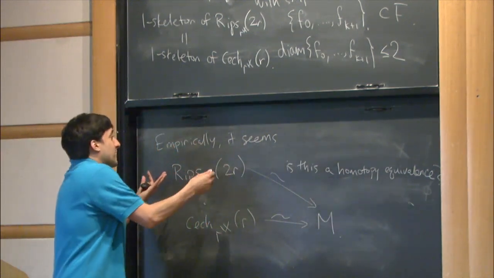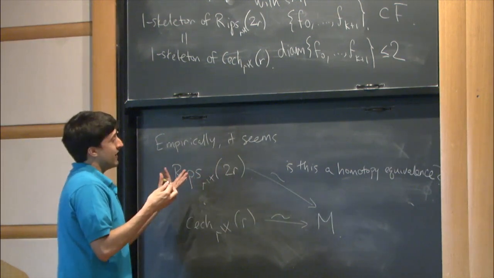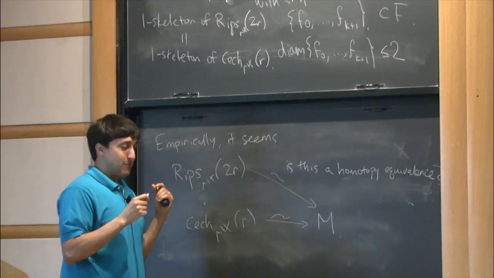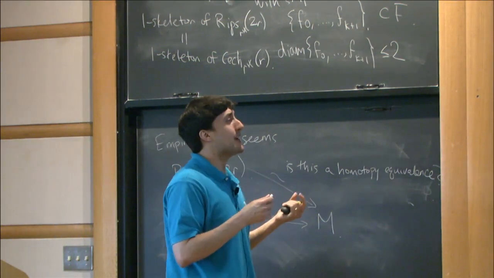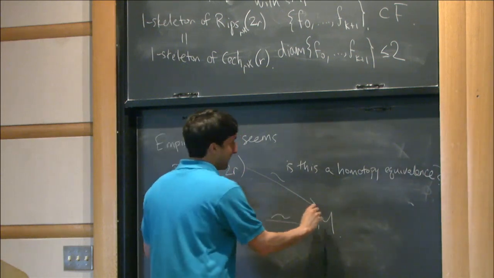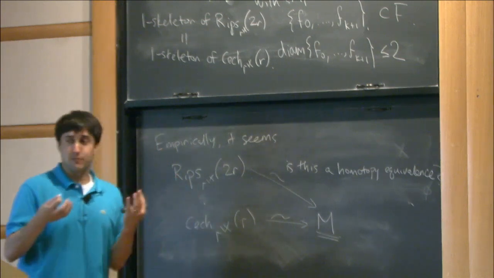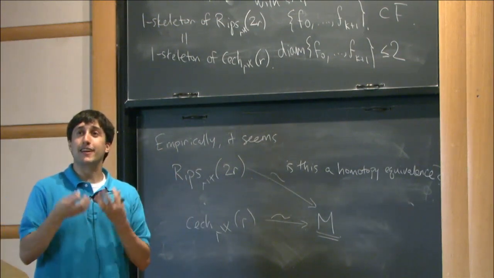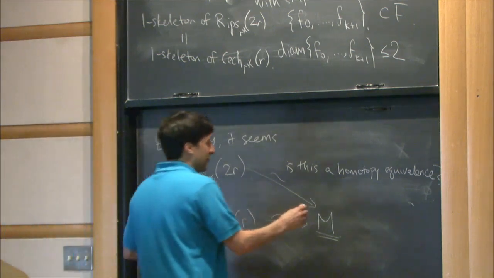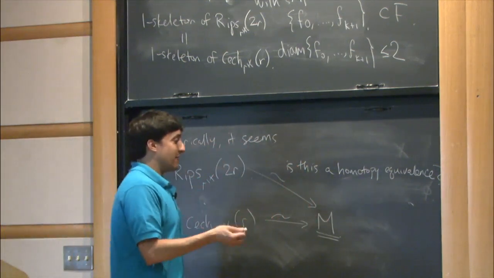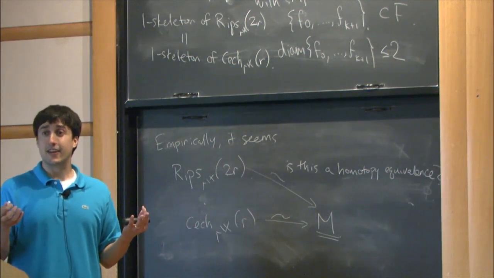It's a little hard for a small radius Rips complex to actually compute the full homotopy type. But there are certain ways in which the topology of a manifold like M really jumps out at you. For example, M is a compact manifold. It satisfies Poincare duality, right?